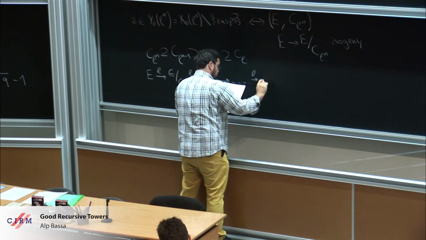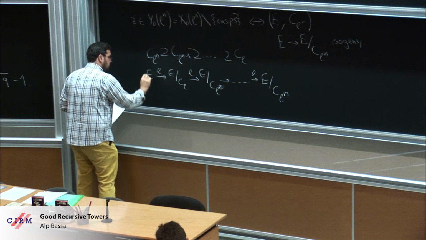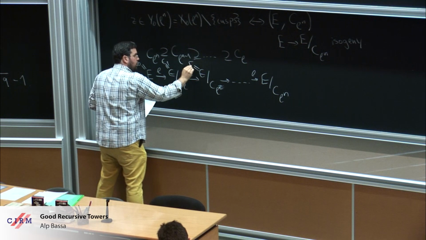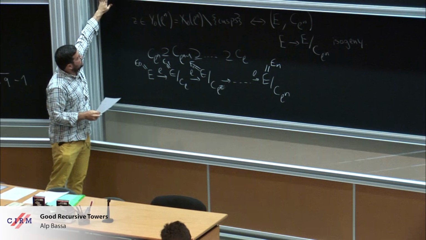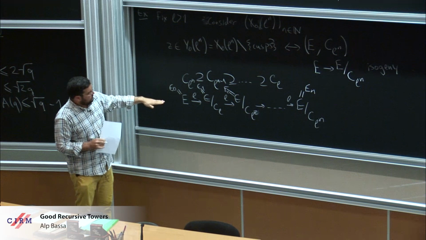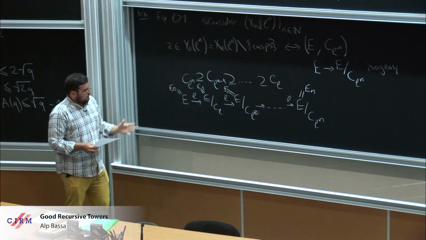Yeah, so let me give these new names. Let me call this curve E0, this curve E1, this elliptic curve E2, and so on, up to En over here. So a point on this modular curve of level L to the n would correspond to an elliptic curve together with a chain of L isogenies. Yeah? But then you already see the recursive structure in this picture.